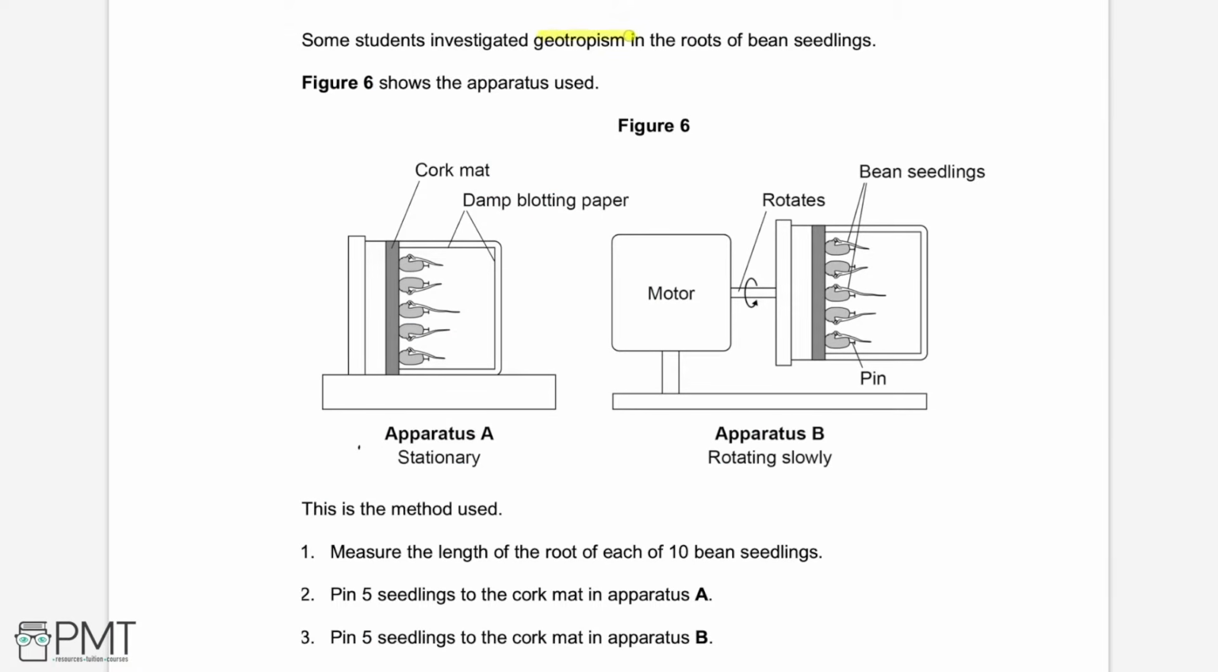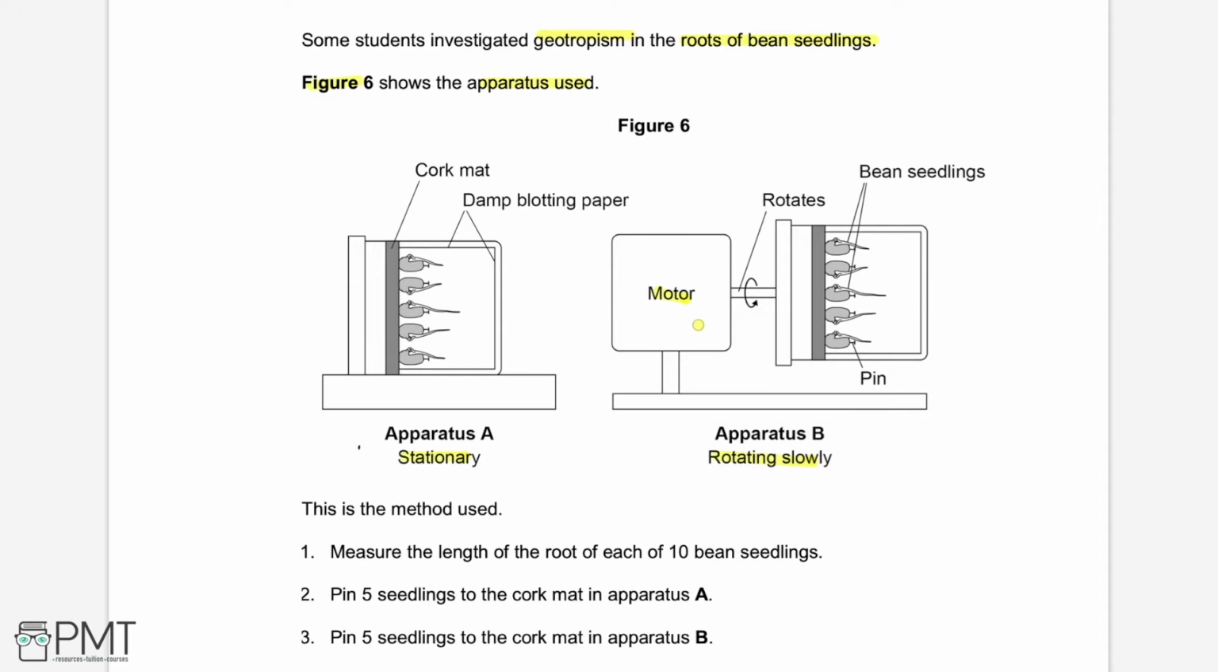Some students investigated geotropism in the roots of bean seedlings. Figure 6 shows the apparatus used. Let's have a look at Figure 6. The main difference here is that apparatus A is stationary and apparatus B is rotating slowly, using a motor.